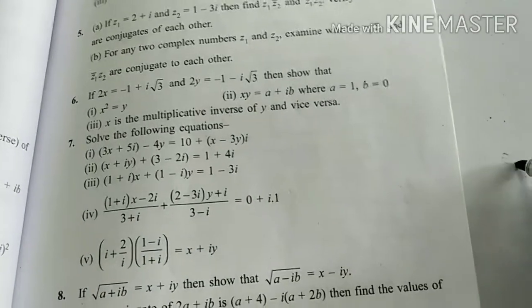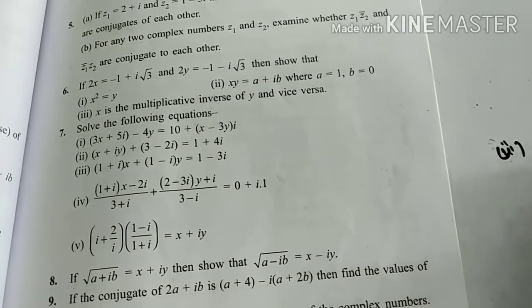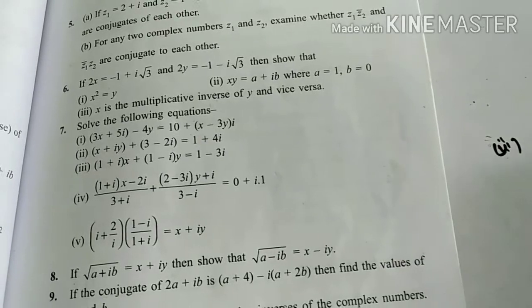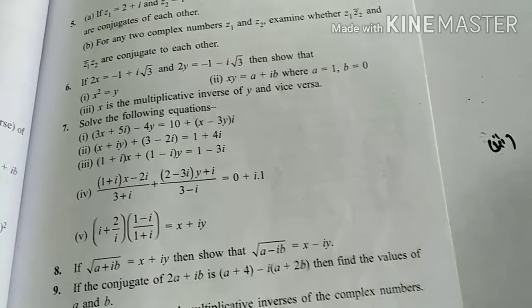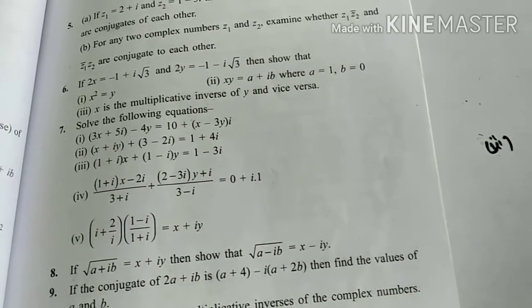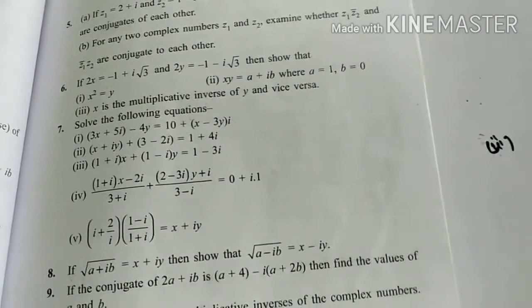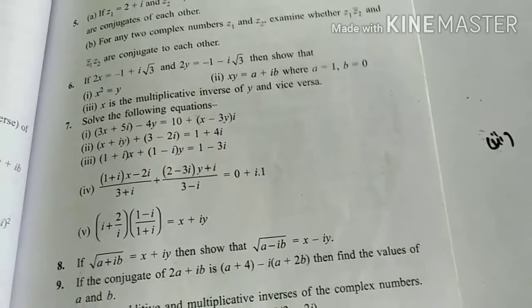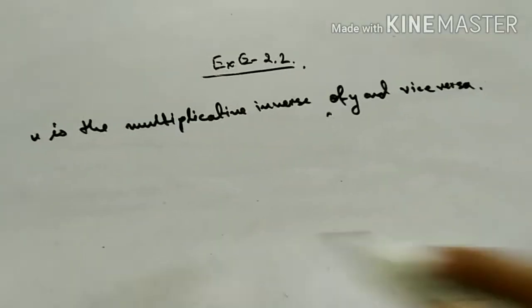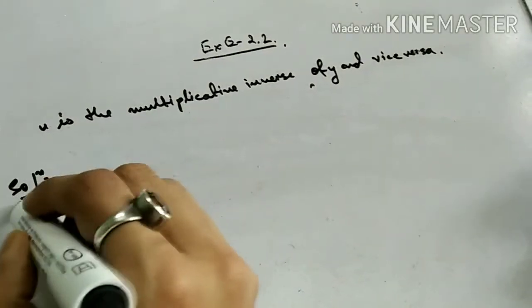Next I have to show number 3, that x is the multiplicative inverse of y and vice versa. So, solution.